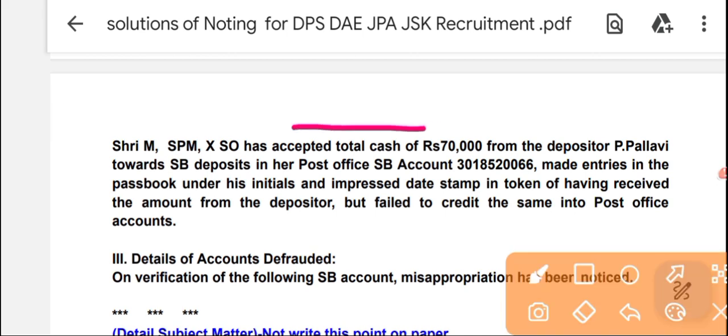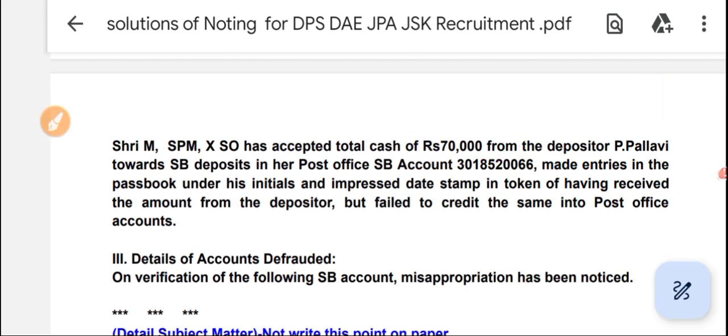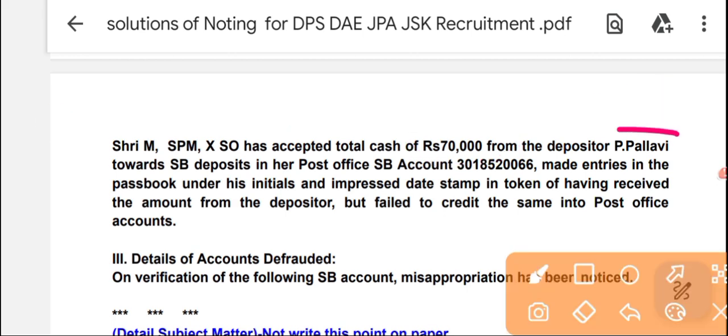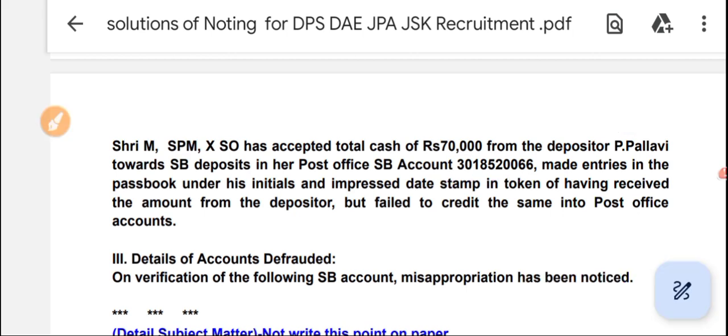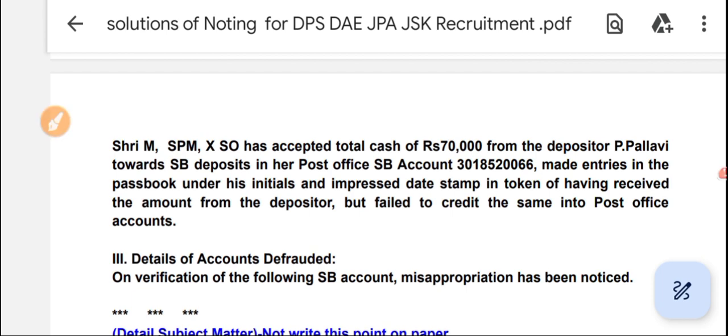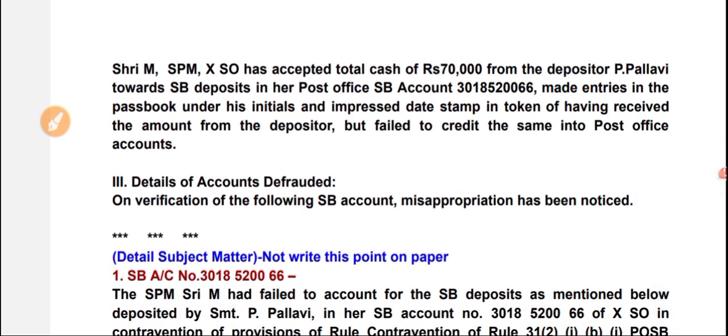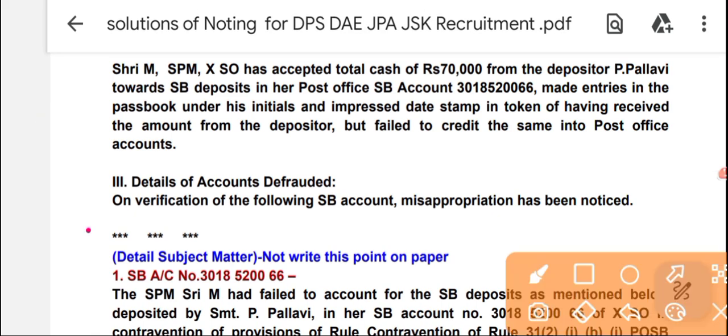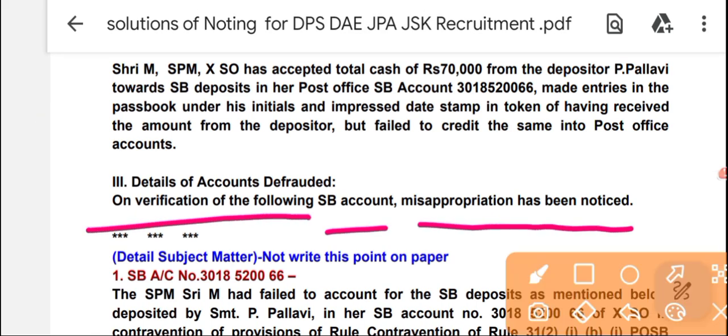Has accepted the total cash of 17,000 from the depositor, PPLV, this is the customer, you may assume any name, toward saving deposit in the post office. Saving account number, this may be imaginary, do not write your own account number; you may write 1, 2, 3, 4, 5, 6 like this. The saving account entry was made in the passbook under his initial and the date stamp in token having the received amount of the deposit, but failed to credit the same in the post office account. The detail of the account defrauded: on the verification of the following saving accounts, misappropriation has been noticed.